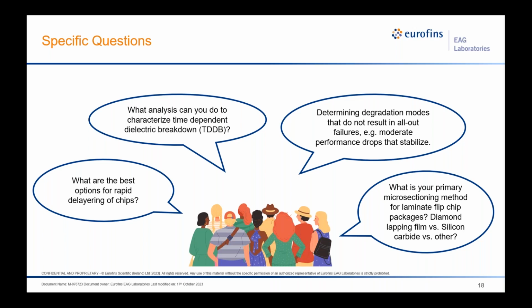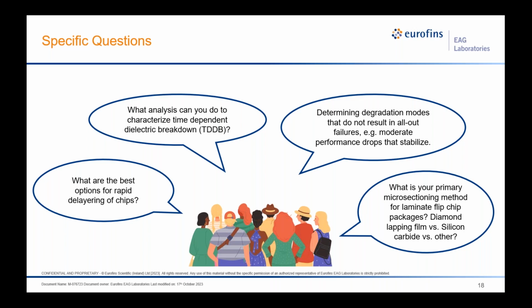Great. All right. The next question is determining degradation modes that do not result in all-out failures, for example, moderate performance drops that stabilize. Yeah, these would be challenging, the intermittent or not-so-hard failures. Vidhu, would you like to help answer that as well?